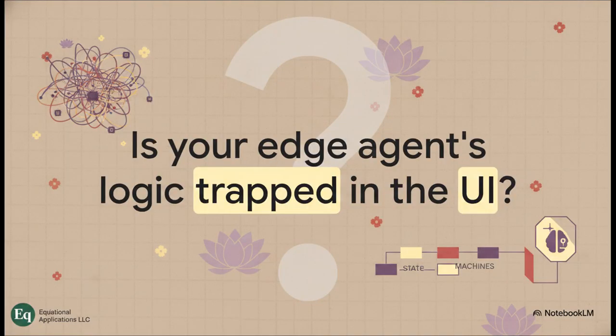If you're building an AI app and your LLM orchestration, your hardware APIs, and your database writes are all just living inside a React component, you are sitting on a ticking time bomb of complexity. Take a hard look at your own codebase. Is your edge agent's logic currently trapped in the UI? Because if it is, it might just be time to extract it, find some structure, and embrace the machine.